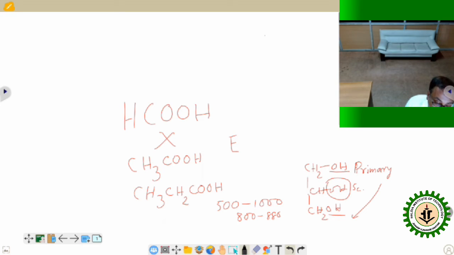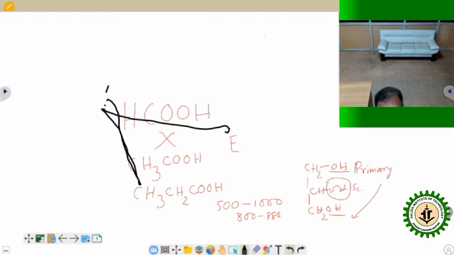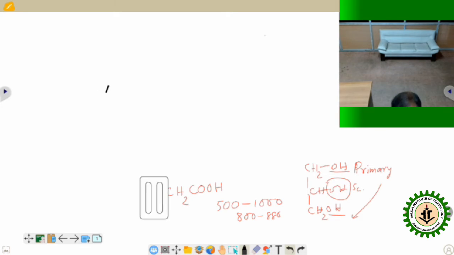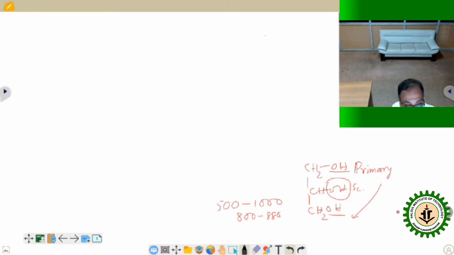Now after propionic acid, the next acid is butyric acid. This butyric acid is found in milk fat, and butyric acid has a typical flavor. Butyric acid: according to the IUPAC system, carbon 2, carbon 4, a 4 carbon fatty acid. This is a monocarboxylic acid.